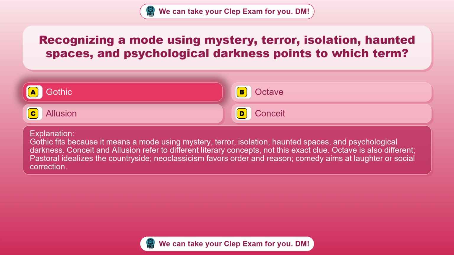Gothic fits because it means a mode using mystery, terror, isolation, haunted spaces, and psychological darkness. Conceit and illusion refer to different literary concepts, not this exact clue. Octave is also different. Pastoral idealizes the countryside, neoclassicism favors order and reason, comedy aims at laughter or social correction.